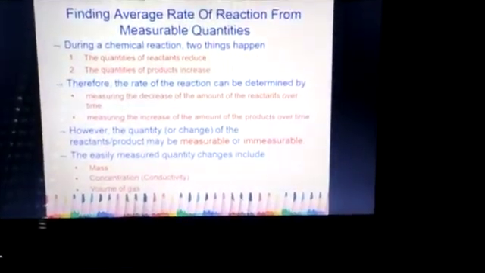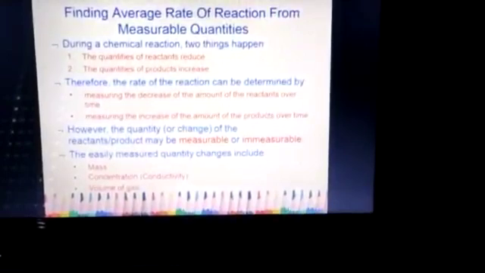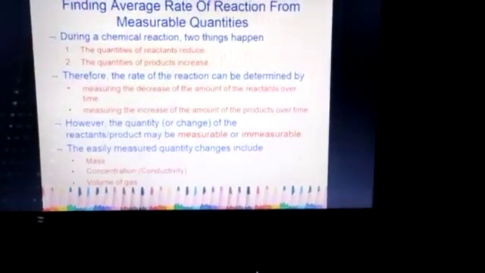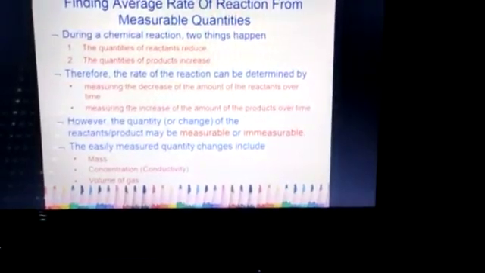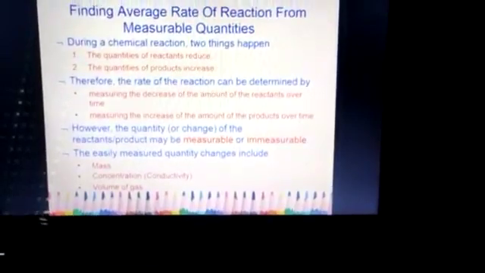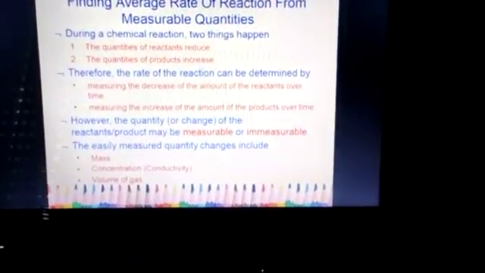During a chemical reaction, two things happen. The quantities of reactants reduce, the quantities of products increase. Therefore, the rate of the reaction can be determined by measuring the decrease of the amount of reactants over time, or measuring the increase of the amount of the products over time.